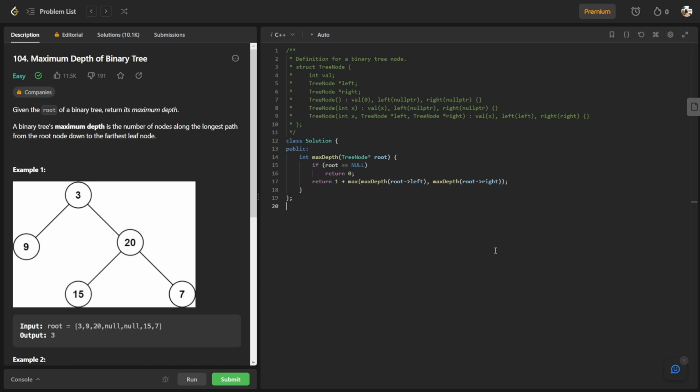LeetCode Problem 104, Maximum Depth of Binary Tree. This problem gives us the root of a binary tree, and our job is to return its maximum depth. The maximum depth can be calculated by using the node furthest away from the root node. For this example, it will be 3 because 1, 2, and 3.